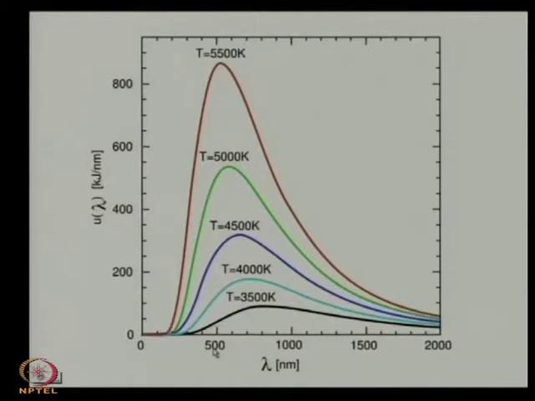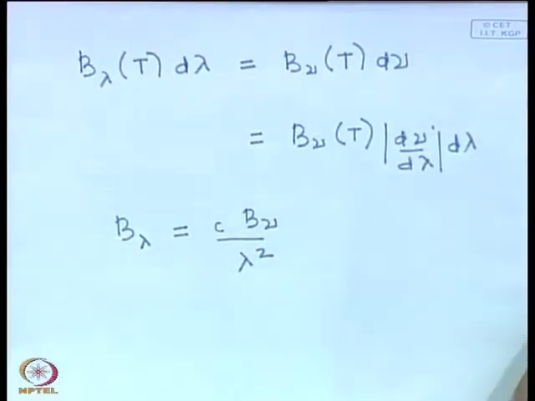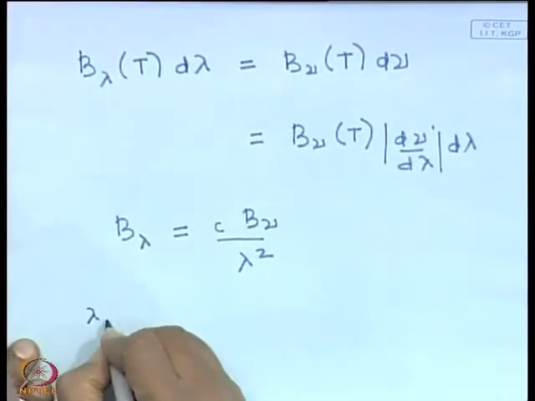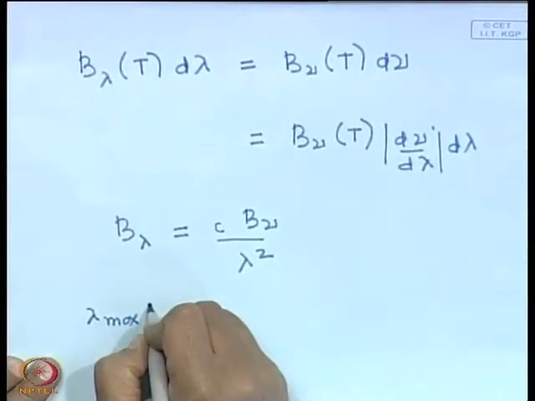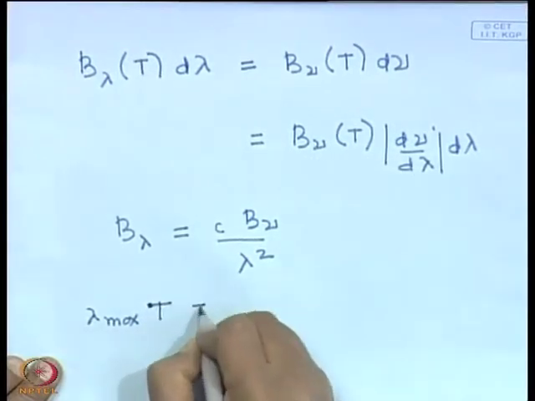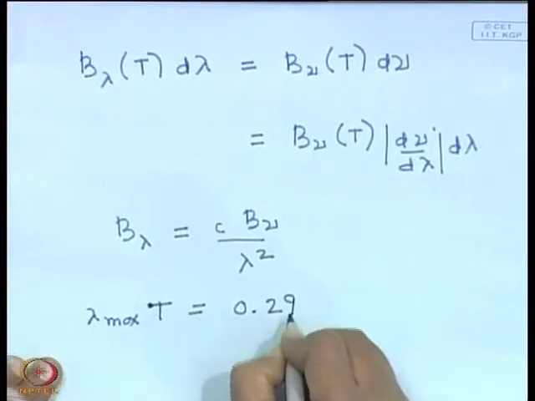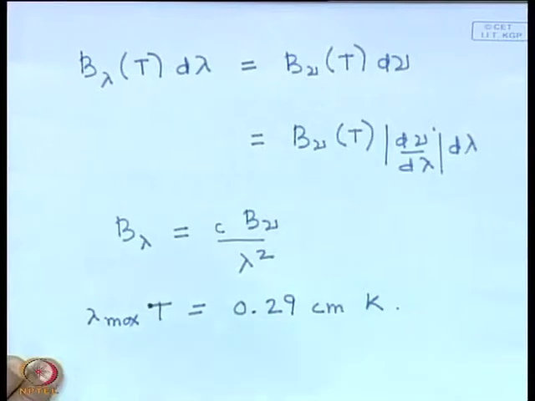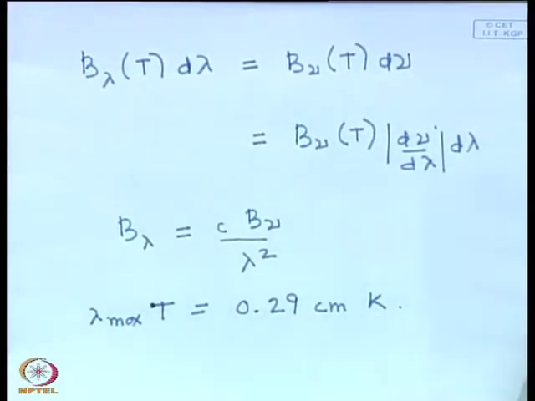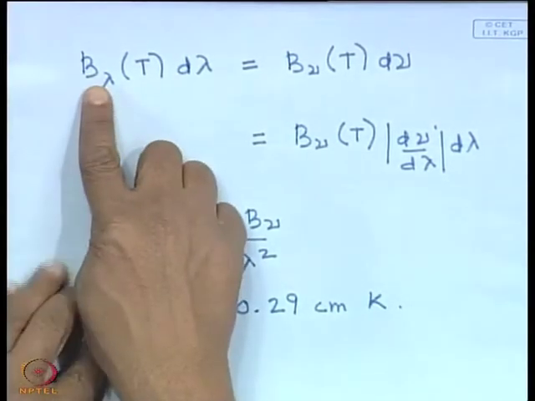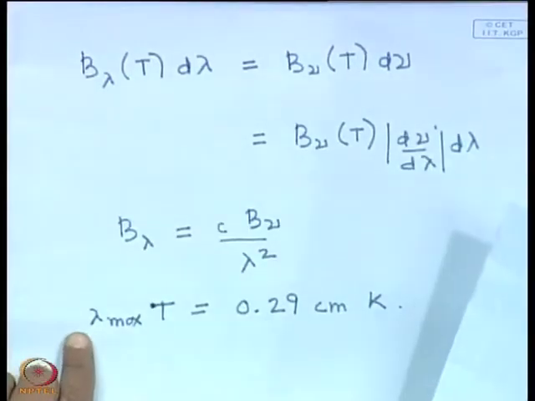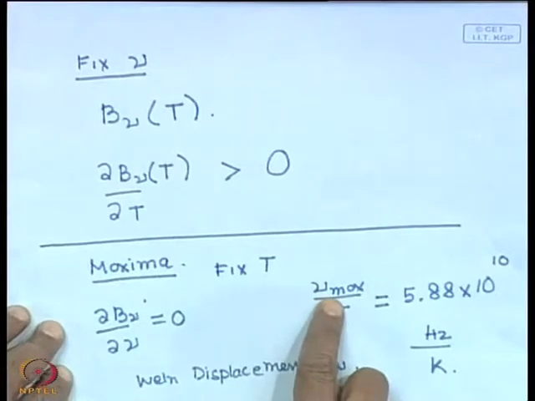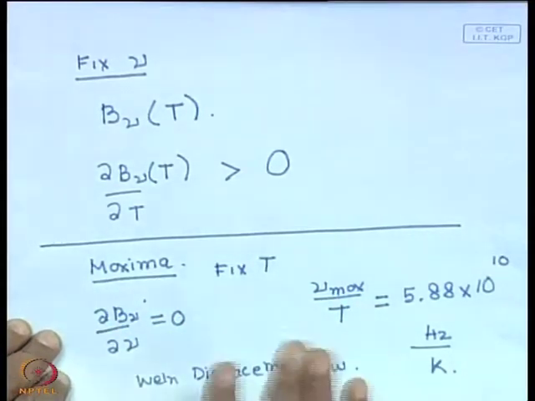Okay. So, you can differentiate this also with respect to lambda and set it equal to 0, and then you will get a relation that lambda max, that is the wavelength where B lambda is a maximum, times the temperature T, is equal to 0.29 centimeter Kelvin. This is also known as the Wien displacement law. So, both of them refer to the Wien displacement law, and this tells us where B lambda has a maximum, and the one that we considered earlier tells us where B nu has a maximum. Now, you cannot relate lambda max and nu max by just a factor of c, because they are the maxima of two different functions, so they are slightly different.